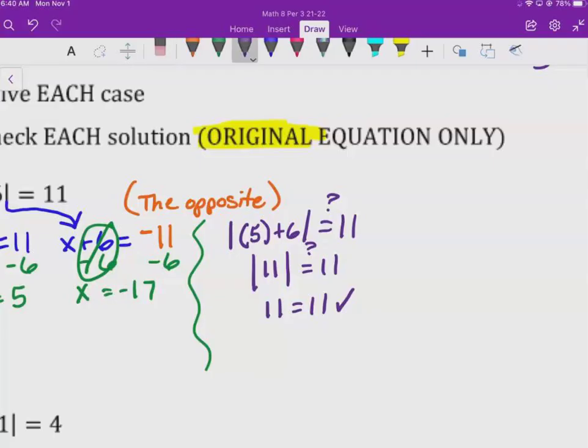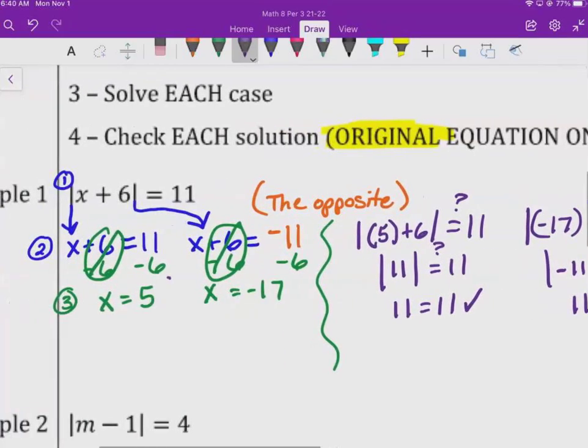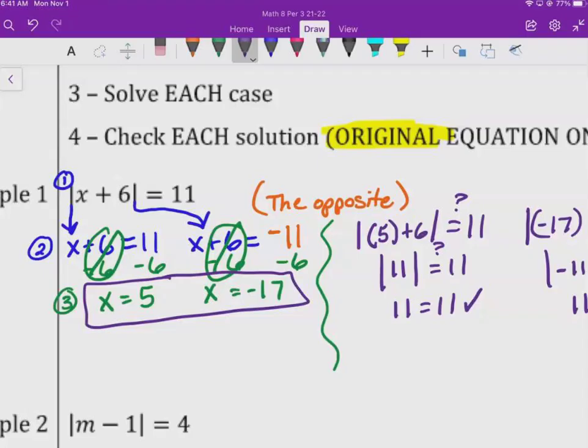Okay, so in the second case, we've got negative 17 plus 6 equals question mark 11. Remember, we go back to the original equation. Okay, negative plus positive. So 17 minus 6 is negative 11, but we're still inside the absolute value bars. So how far away from 0 is negative 11? We are 11 away. So check and box. Okay, you are solving equations just exactly like we've been doing the whole time.